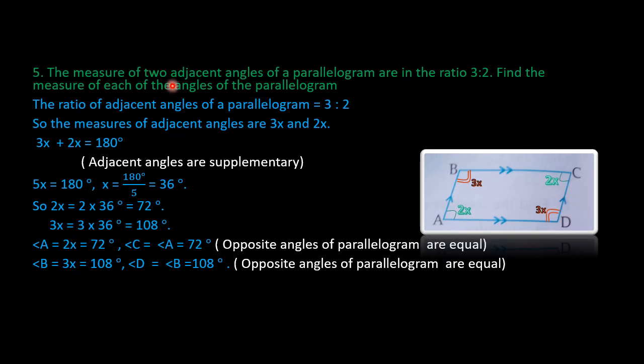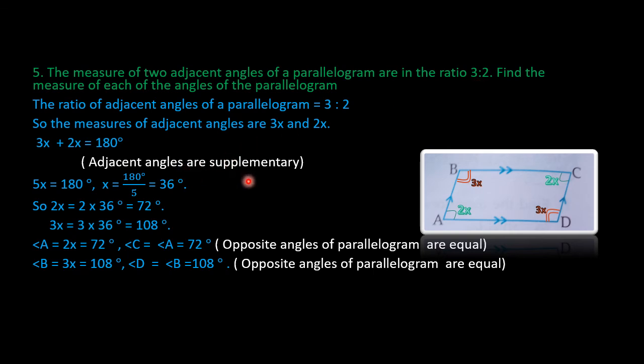Question number 5. The measure of two adjacent angles of a parallelogram are in the ratio 3:2. Find the measure of each of the angles of the parallelogram. Children, in this question, we have not got the figure, but we can draw a rough figure and mark the information. Here the ratio is given 3:2 and we can take it as 3x and 2x.